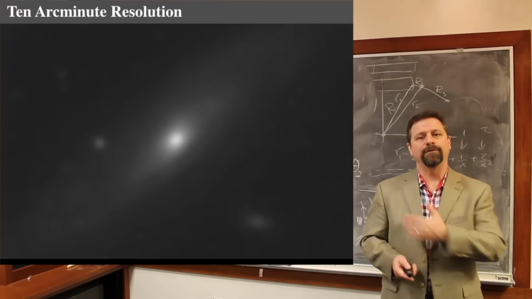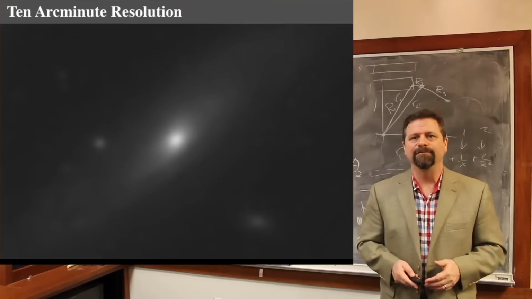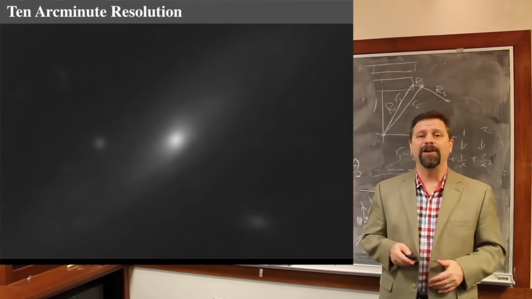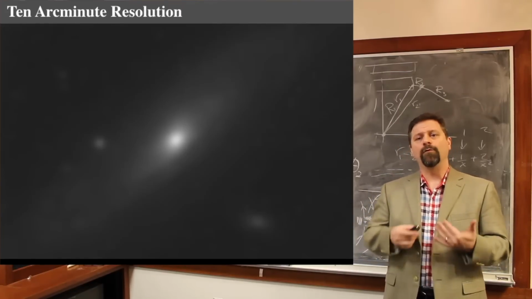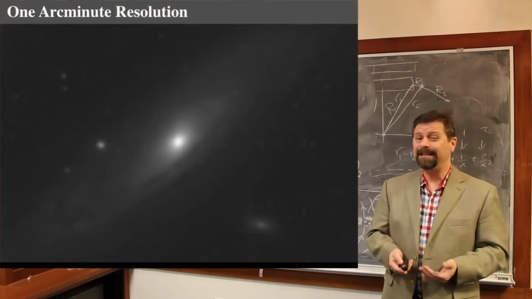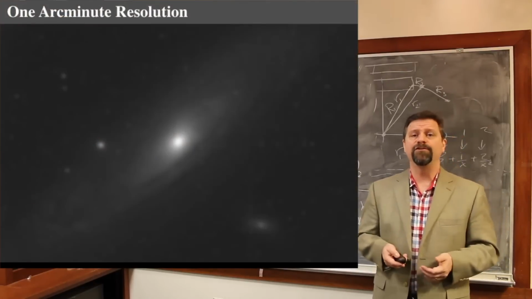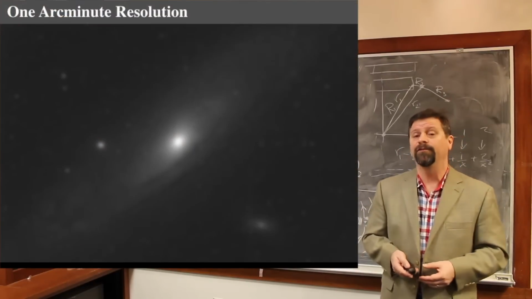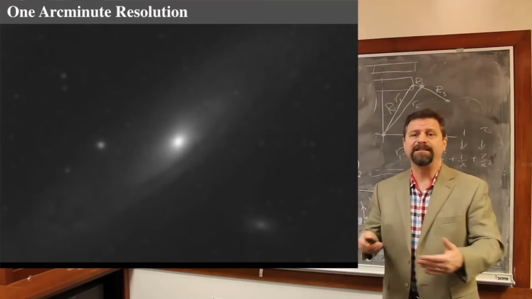And what you're seeing on the screen here is that kind of resolution, as bad as your eye can be. Now we're going to go to 1 arc minute resolution. It's slightly better resolution, and that might be what you get with a good pair of binoculars. Okay, so now let's bring it down again.